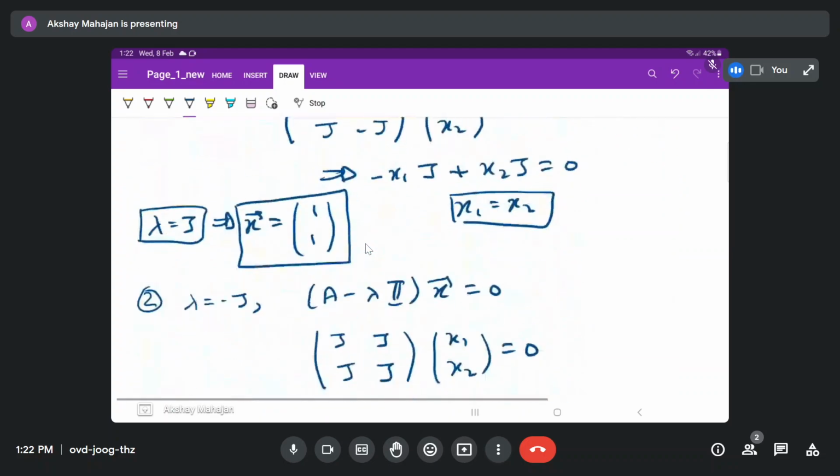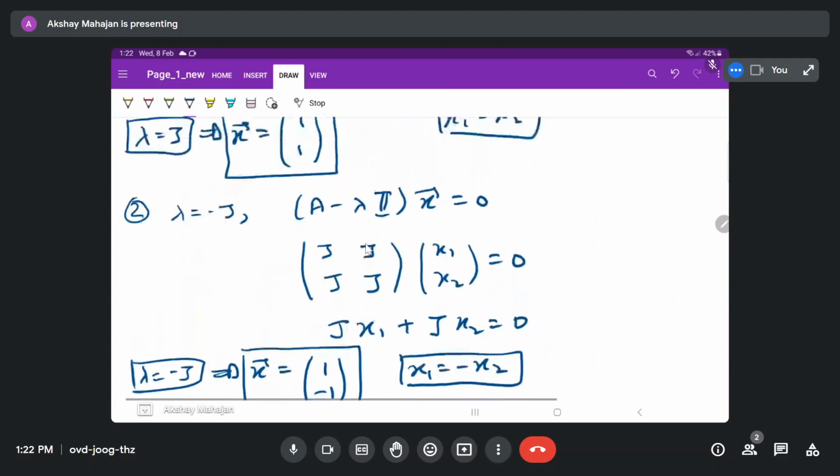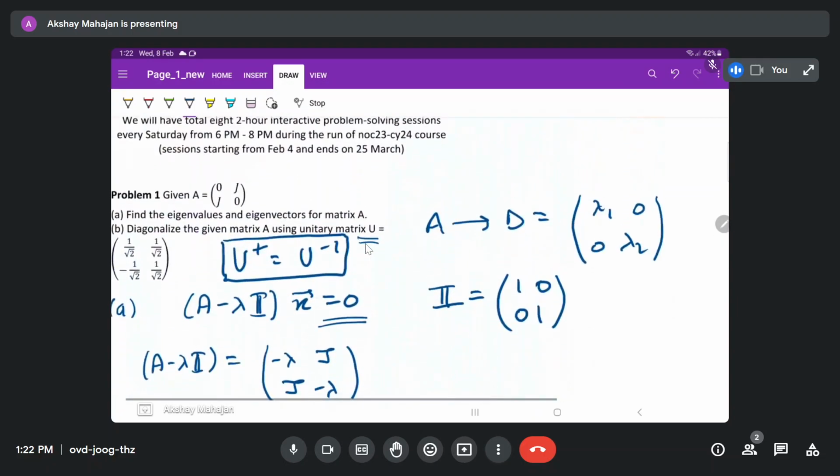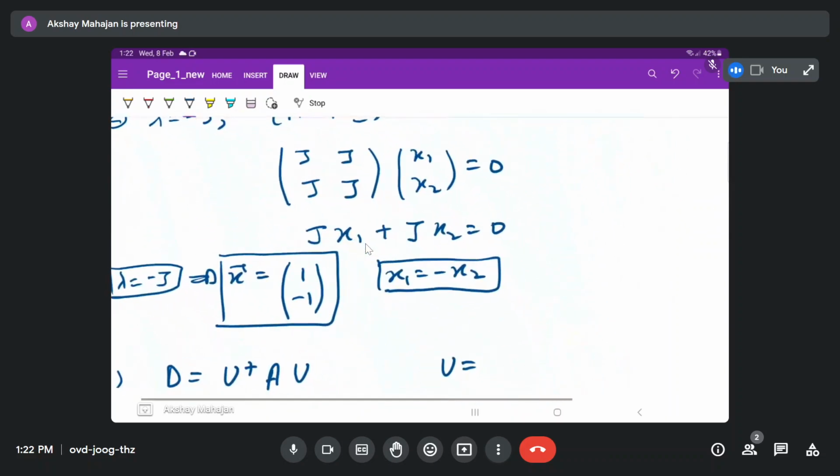Okay, so let's just do that. We need to find D, and we will get our diagonal matrix by U adjoint A U. Let me just write what our U is. Our U here is 1 by root 2, 1 by root 2, minus 1 by root 2, and 1 by root 2.